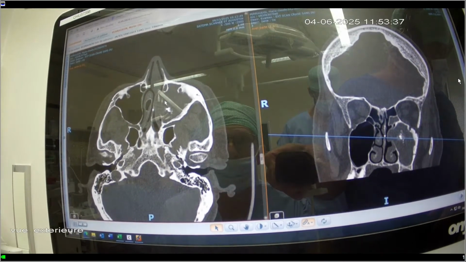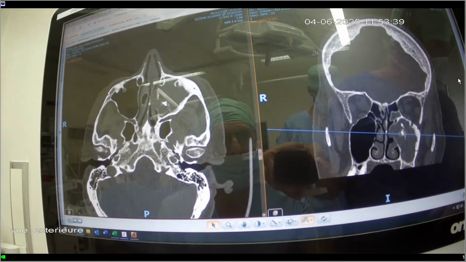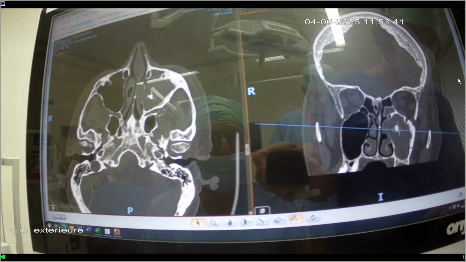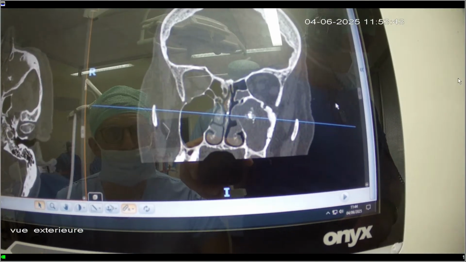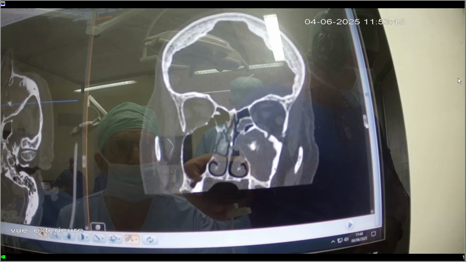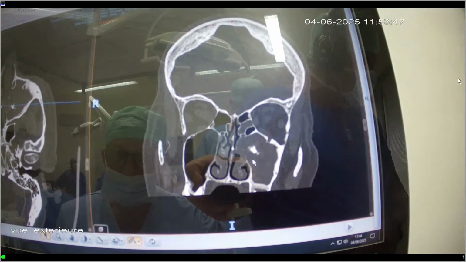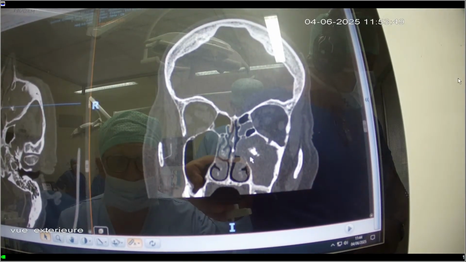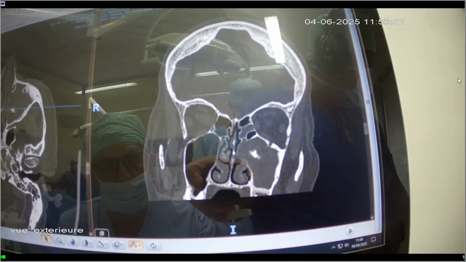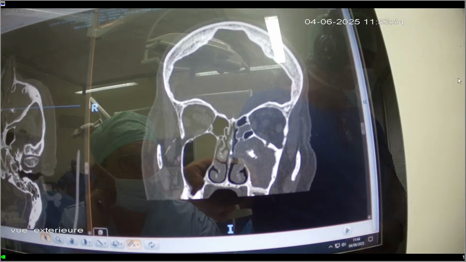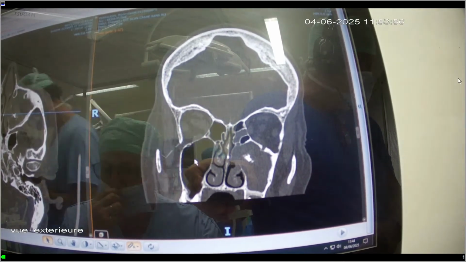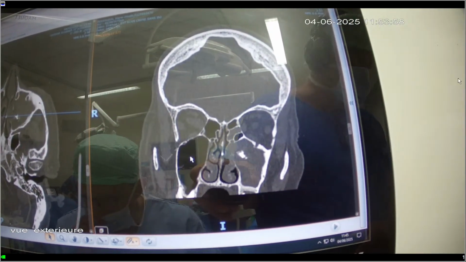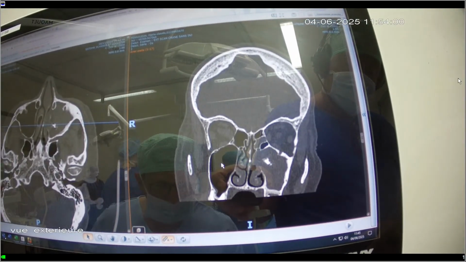So the job is to completely remove all fragments of this pathology, if it's possible through middle antrostomy, and if it's insufficient through an inferior antrostomy. Okay, so I'm going to wash my hands and we are going to start in 2 minutes.